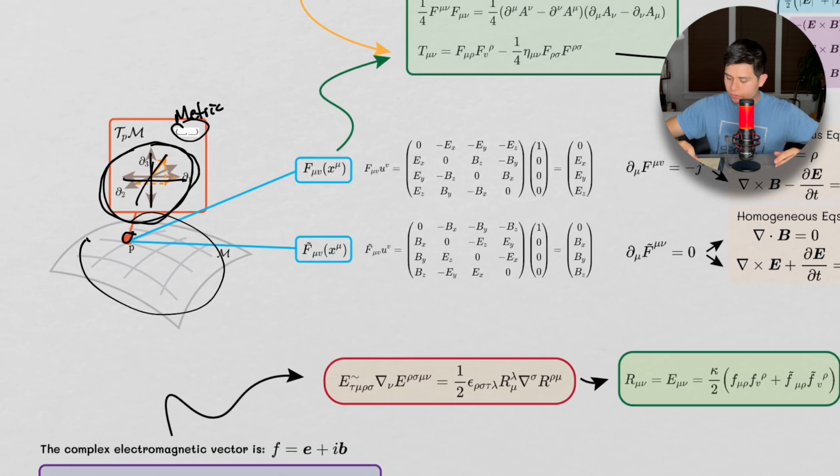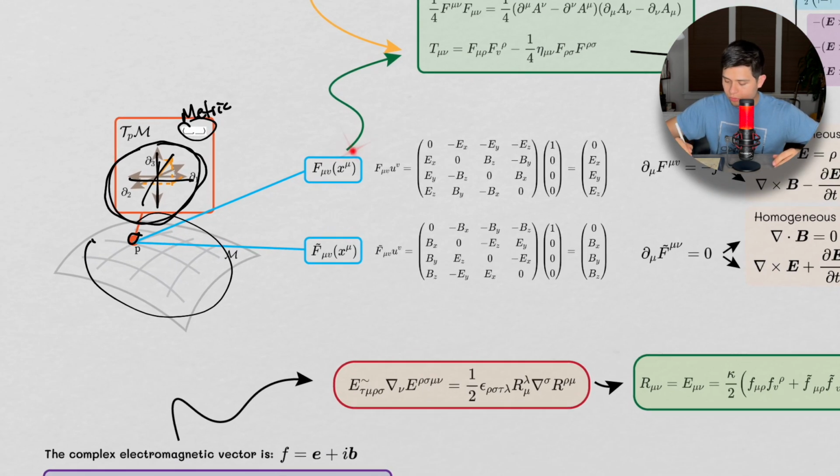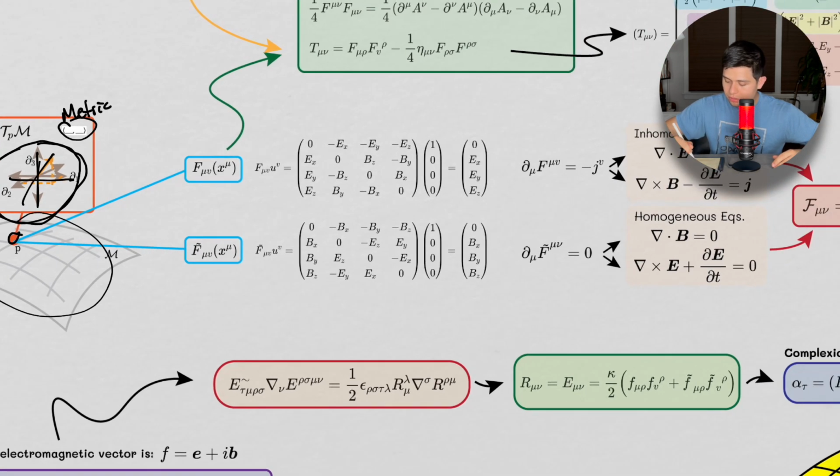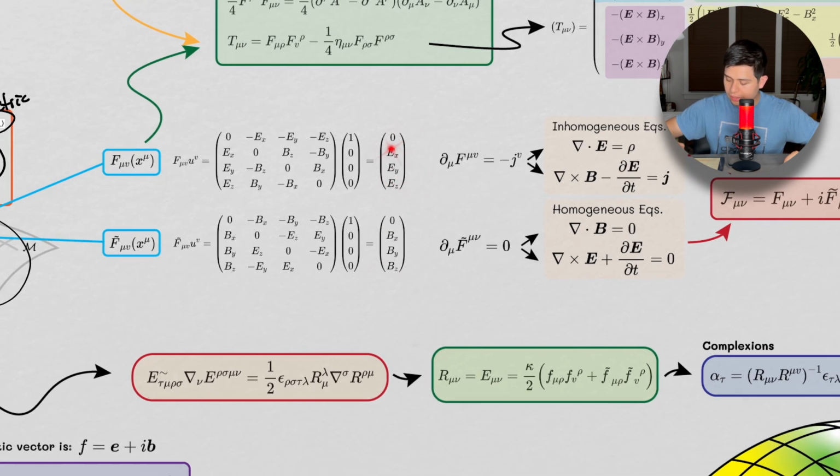Keeping on focus with E and M, we were then able to construct this F mu nu, the electromagnetic field tensor, and we can construct F bar mu nu, the dual. The effect of dualing this object on a matrix explicitly looks like this. When we act with each one of these matrices on some velocity vector, we get these objects here. These are the electric components, and these are the magnetic components.